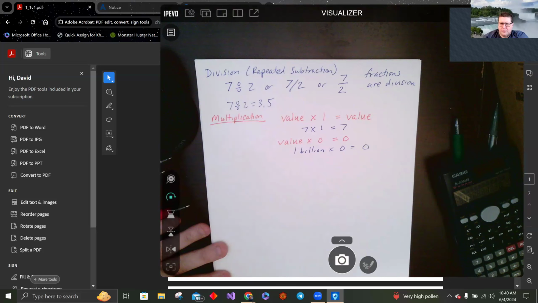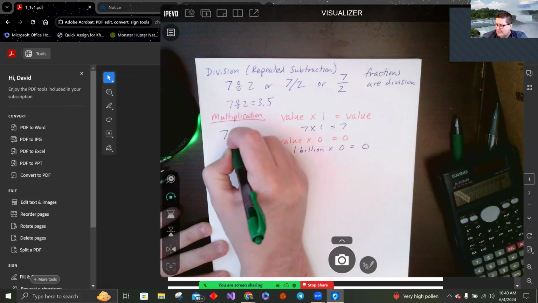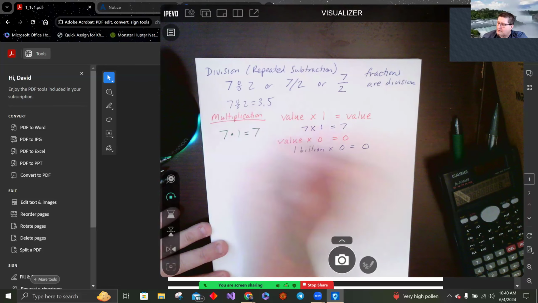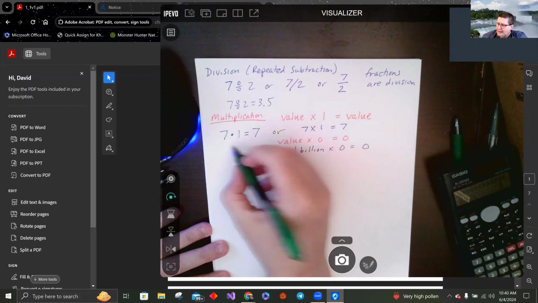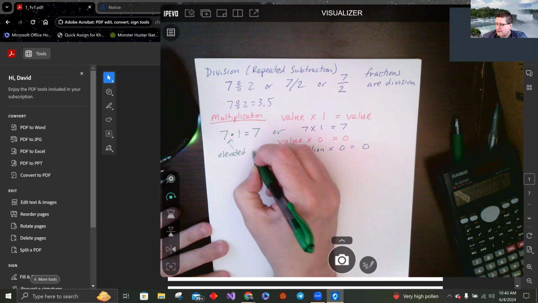And pretty soon, we're going to start working with variables where x is a variable. So another way that we show multiplication is with a dot. And it's elevated, so it doesn't look like a decimal place or decimal point.